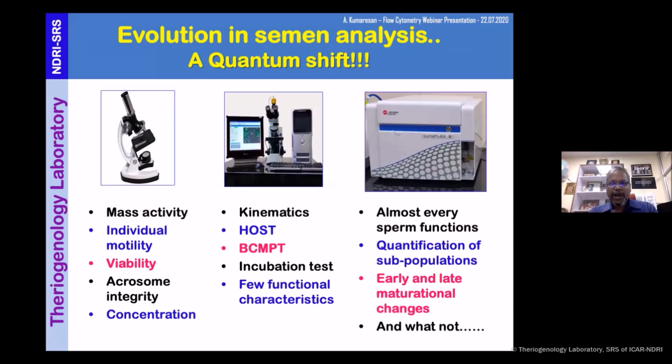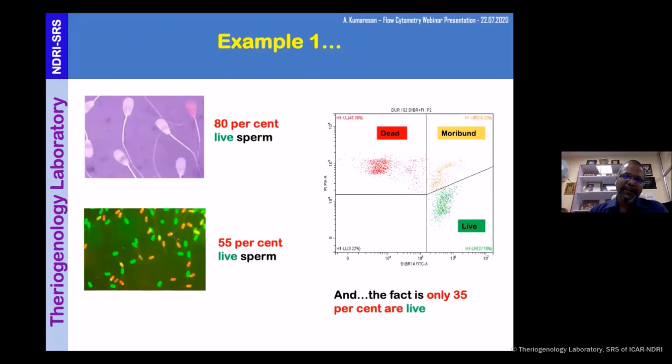I will get into an example of how this shift is resulting in semen analysis. I have given you two examples. First, normally we go for the eosin-nigrosin staining method, and as per the eosin-nigrosin method, an ejaculate is classified as 80% live spermatozoa. Good, it is very good. So it is being processed. The same sample, if you go into fluorescent microscopy using SYBR-14 PI or CFDA PI, which I will be explaining a little later, comes to 55% live. And once you use flow cytometry, the fact is only 35% are live.